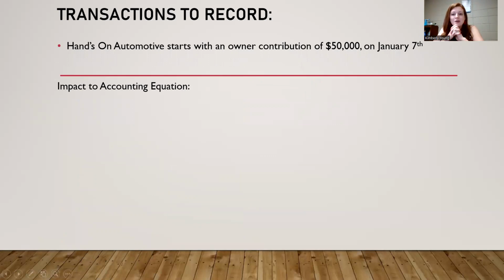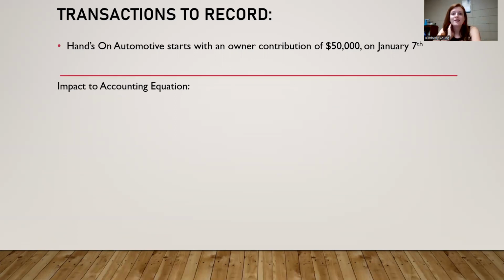All right, so we are going to go through a handful of transactions that we are going to record for this company. It's called Hands-On Automotive. So the first transaction you're typically going to see with a company is going to be the owner putting money into the company. So the owner contributes $50,000 on January 7th. The first thing we want to do is think about how does that impact the accounting equation.